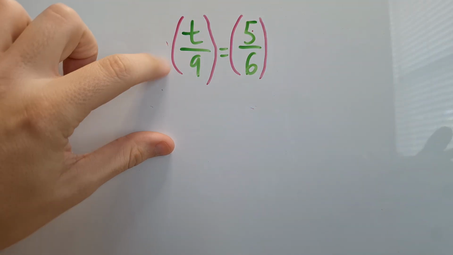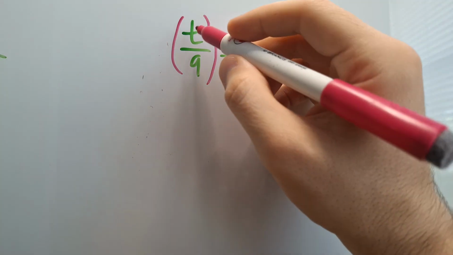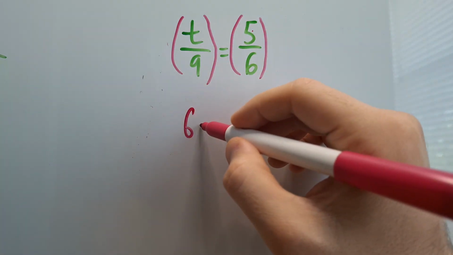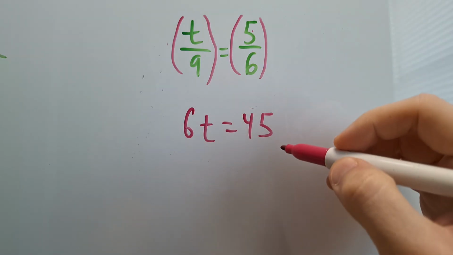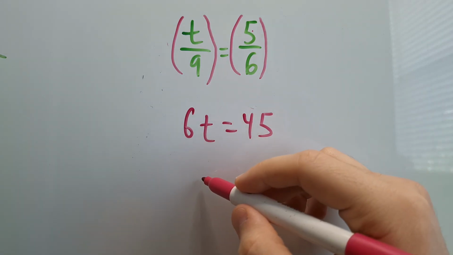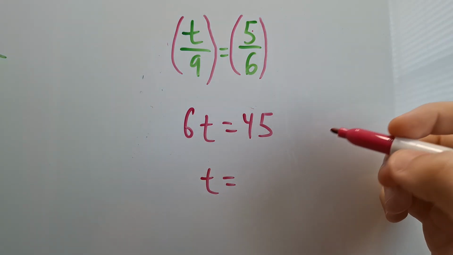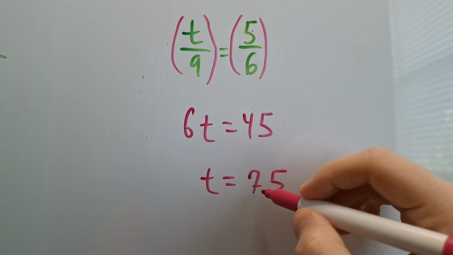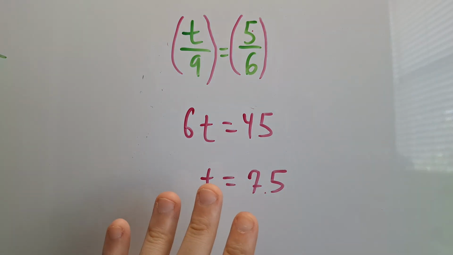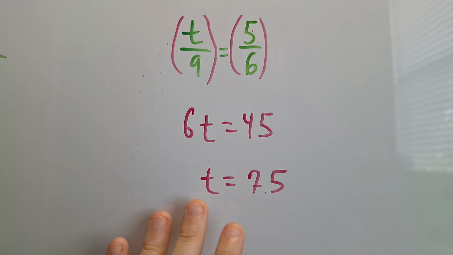Get rid of all that for just a moment. T times 6, so it would be 6t equal to 9 times 5, or 45. Dividing this out will still give me that same number, 7.5. Either approach is correct.